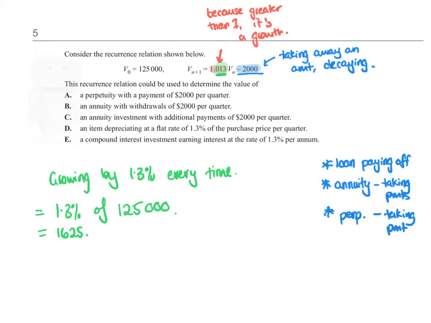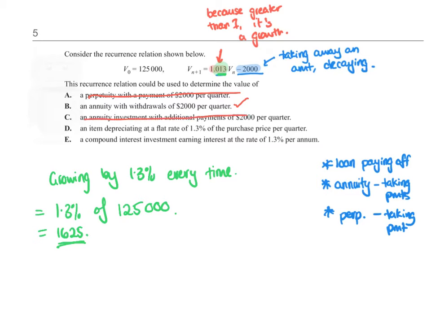So that means that this investment, or whatever it is, is growing. It's going up because it's got interest, but what we're taking away is more than what it earns. So at the moment, it's definitely, I'm going to cross out that it's not a perpetuity. It could be an annuity with withdrawals of 2,000 per quarter. That could be true, because it is growing, because it's got growth, but you're just taking out more. And with an annuity, you slowly zero them out. But it says an annuity investment with additional payments.